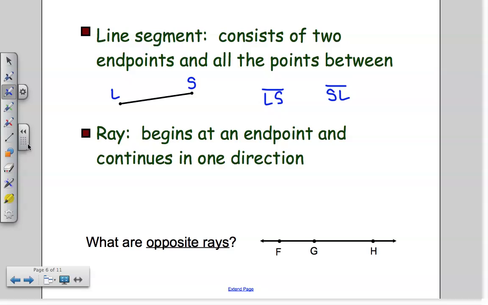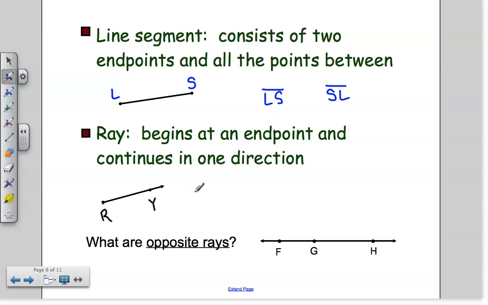And the most interesting thing on this page here, a ray. Now, a ray begins at an endpoint and continues in one direction. So it has one endpoint and one direction where it continues. I should be indicating that there's an endpoint here. We'll do R. And then we do have to have another point when we want to name it to describe what direction it continues in.